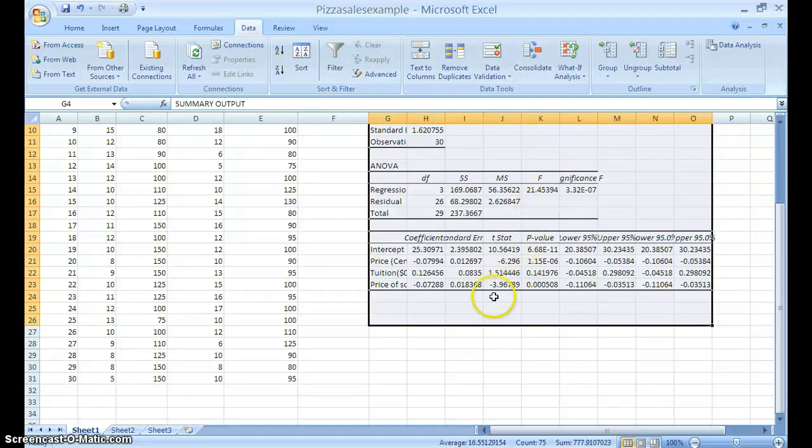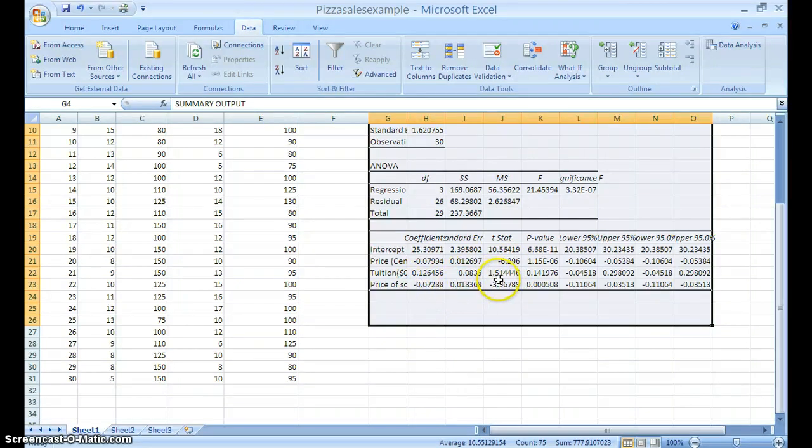Okay. Now here are the t-values for the different variables. Anything greater than 2, absolute value of 2, is a significant variable. And the first one is the price of the pizza itself, and it is a -6, which makes sense. It's going to be inversely related. The lower the price, the more you sell.